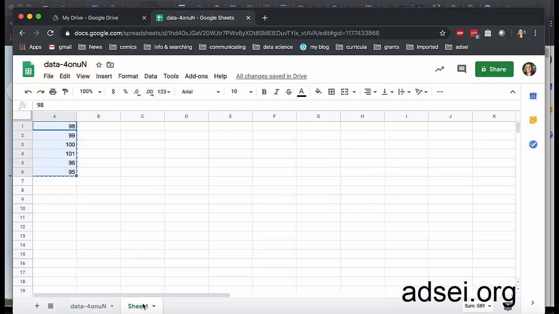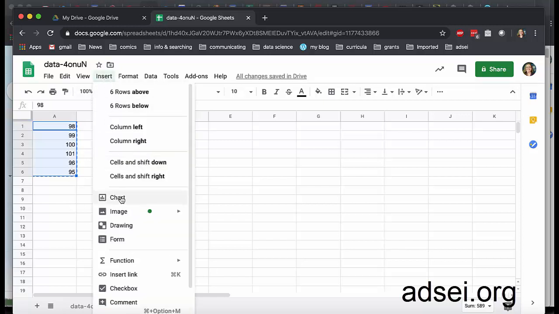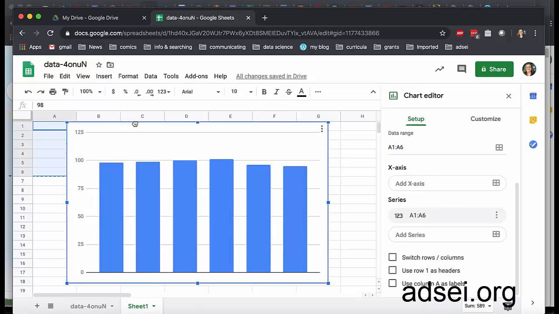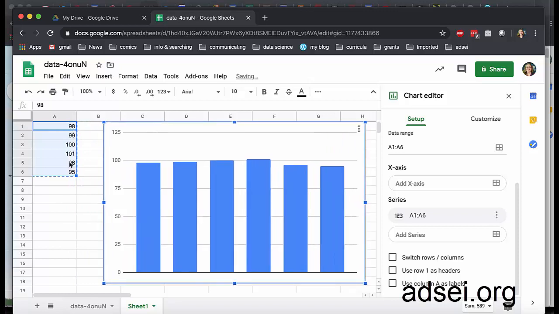So there are some other ways in which graphs mislead you, and I want to show you now one of the really obvious ones, which is about having a 0 on the scale. So if we graph this in Google Sheets, we insert a chart. Now, you can see that there's very little difference between these values because, 98, 95, 96, 101, they're all very close, and that's what they look like on the graph.